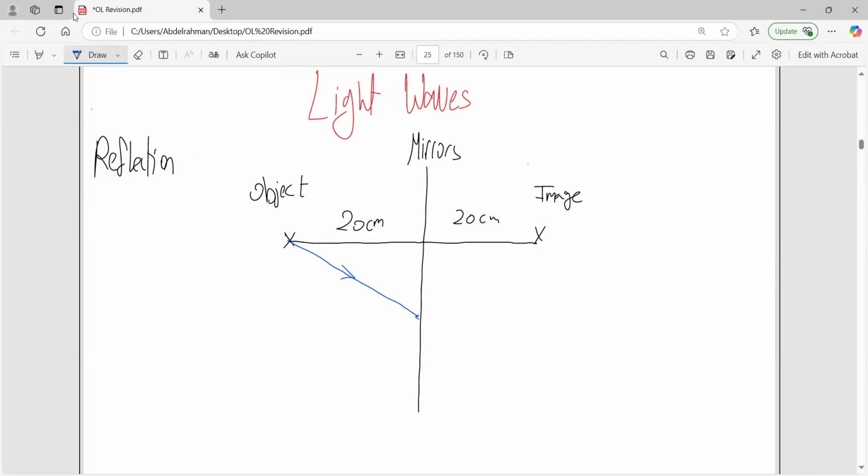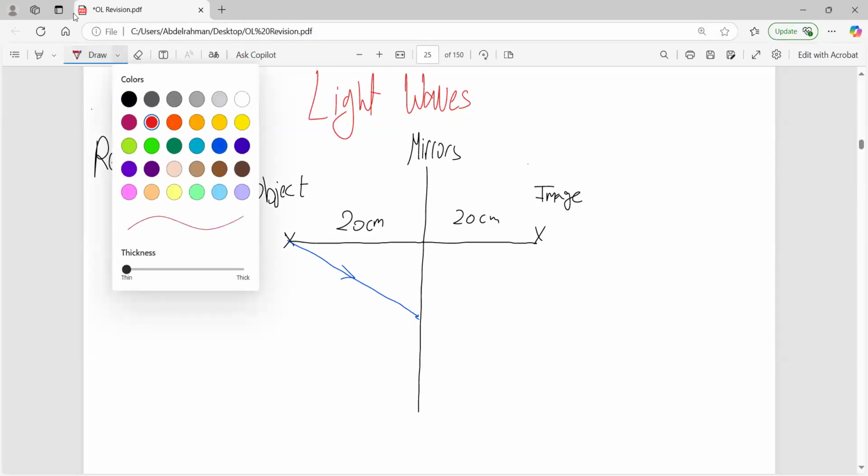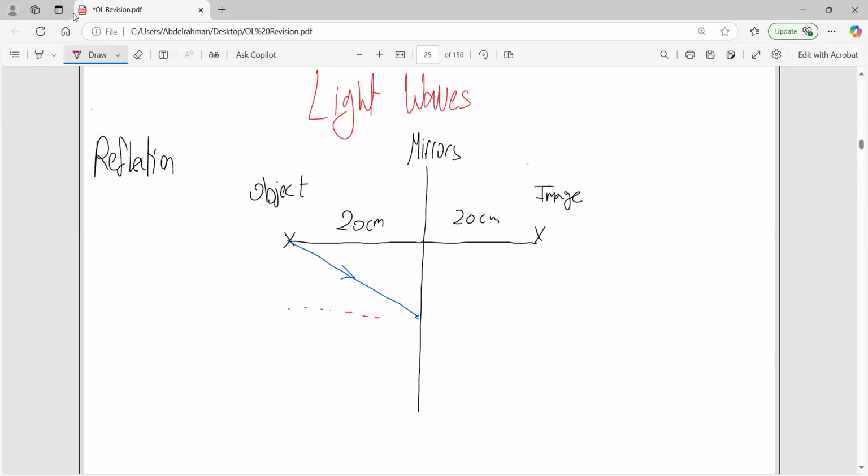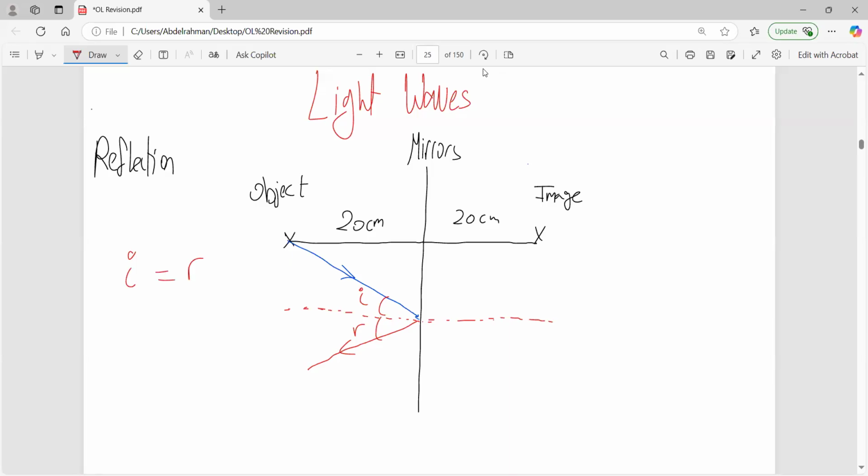Whenever a wave hits a surface, first of all you need to draw the normal line on the surface. Of course the normal line should be exactly 90 degrees to the surface. Then you should find the angle of incidence and draw a reflected wave with the same angle of reflection. There's a simple law: the angle of incidence is equal to the angle of reflection, i equals r.